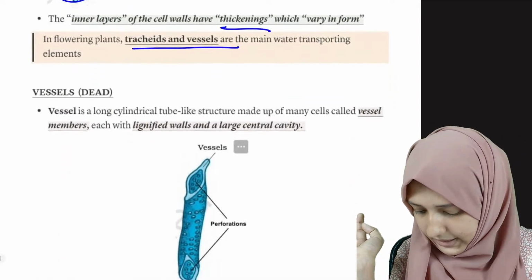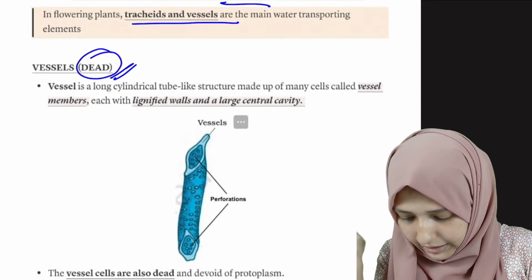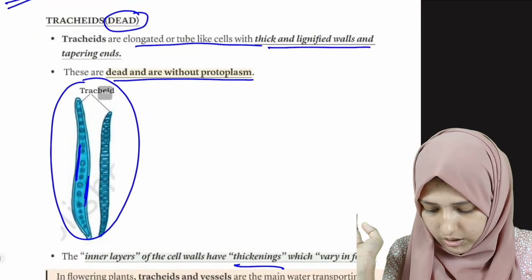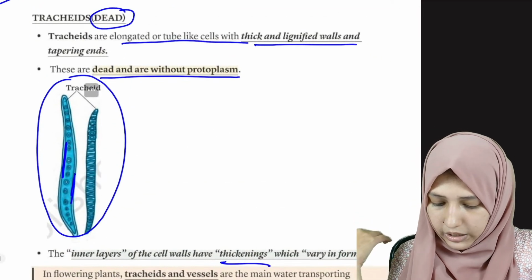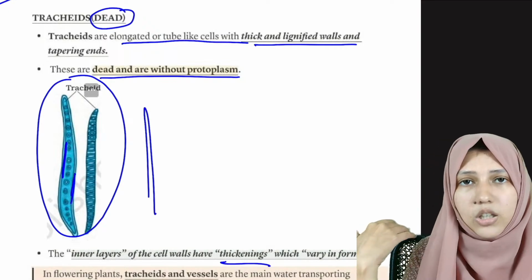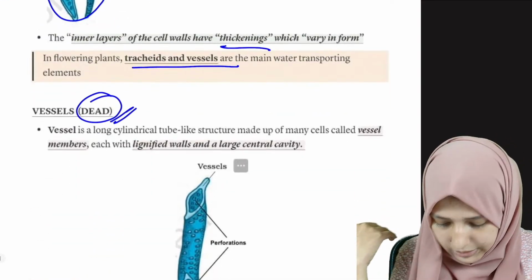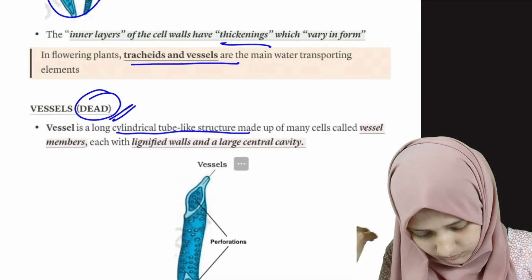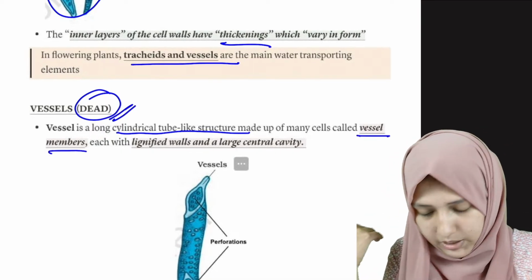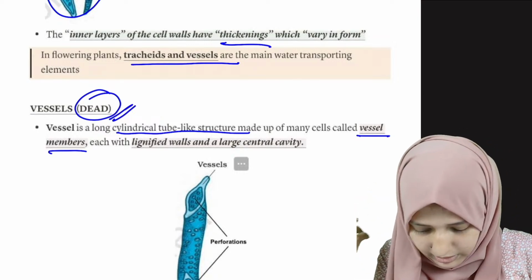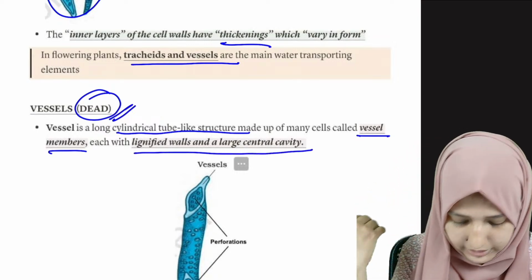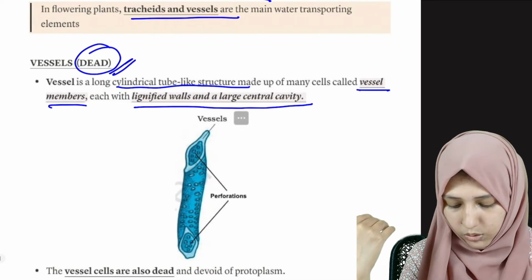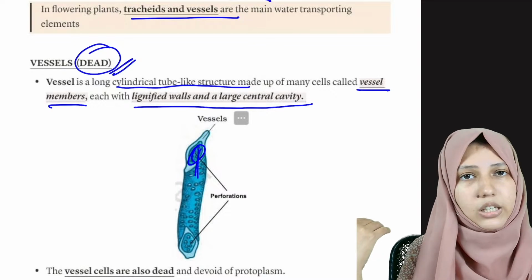Okay. Now vessels. Vessels are also dead. Vessels are long cylindrical tube-like structures. Just remember this. Tracheids are elongated tube-like structures, but vessels are cylindrical tube-like structures. Made up of many cells called vessel members. Each will be having lignified walls and a central cavity. As you can appreciate, there is a central cavity in this vessel.